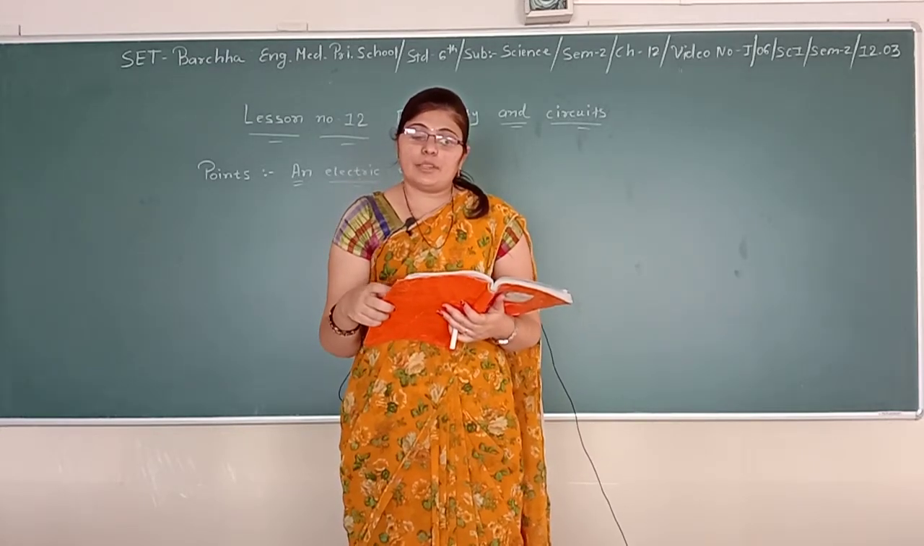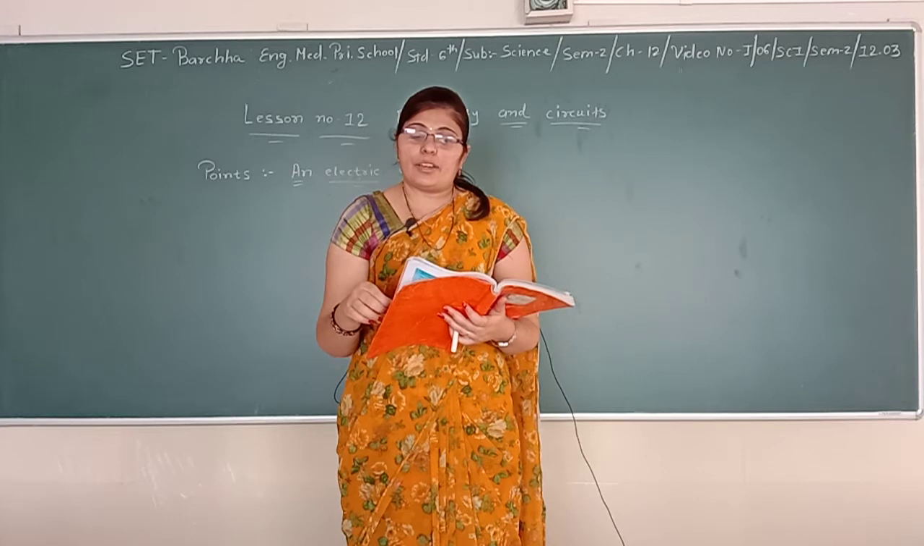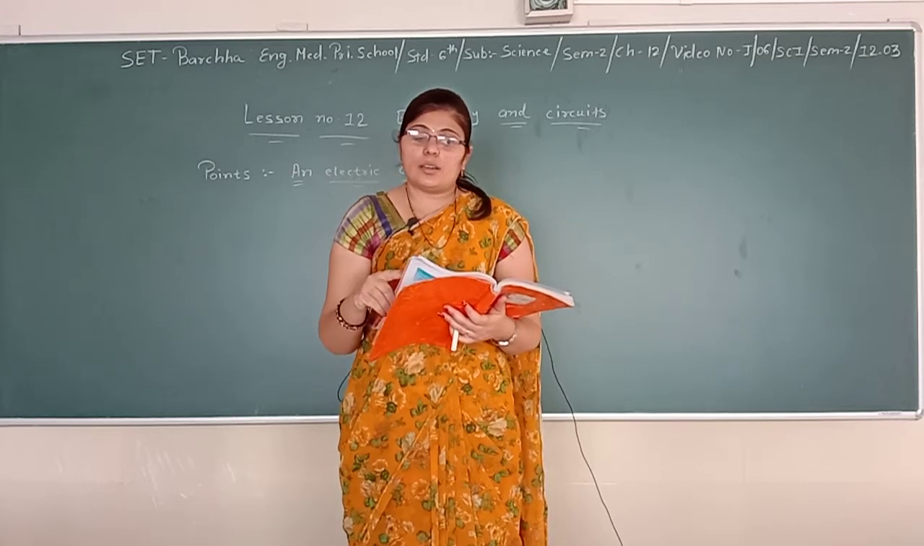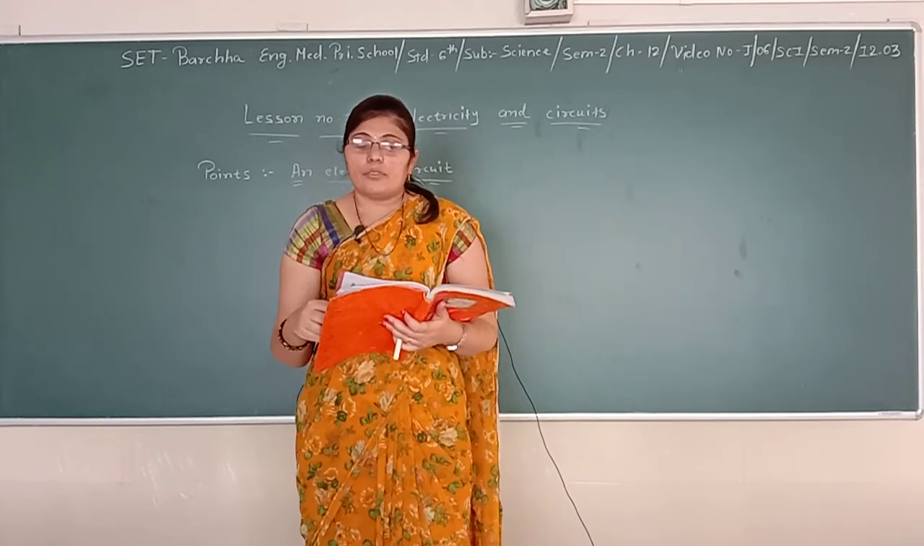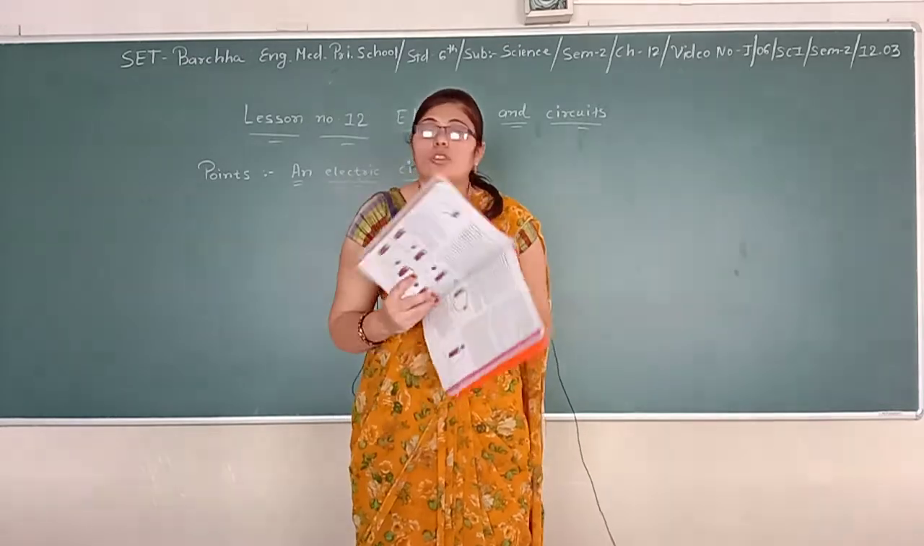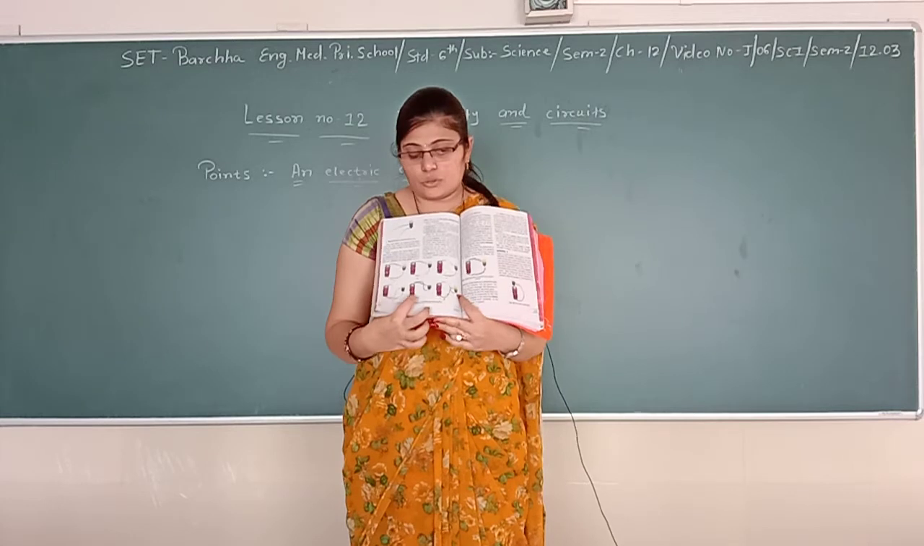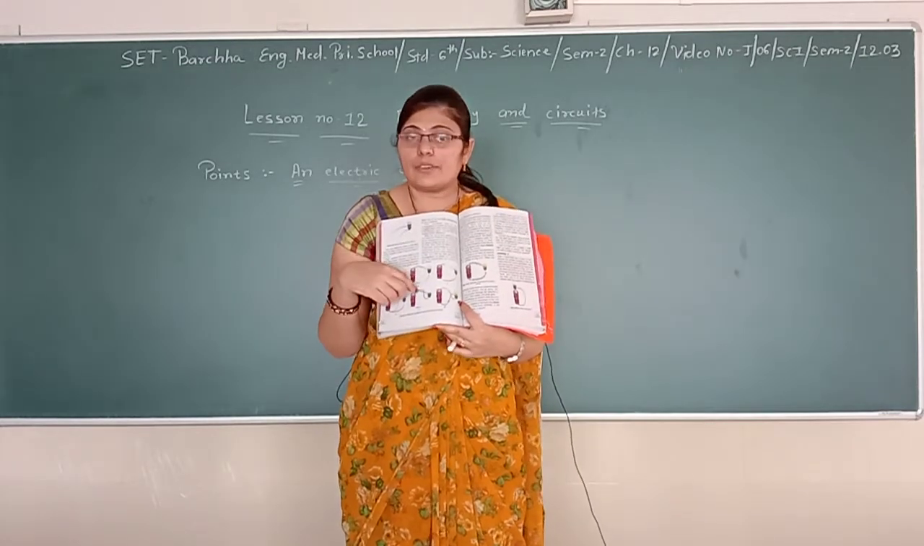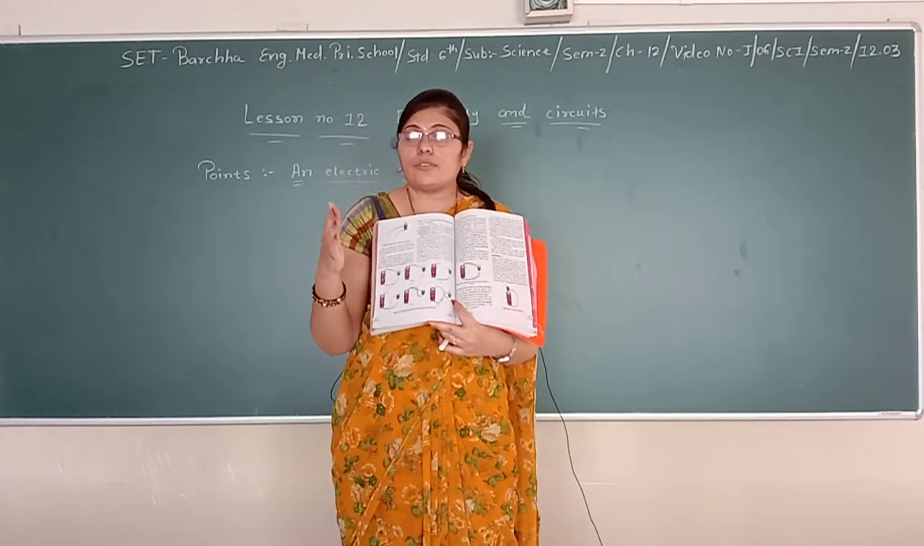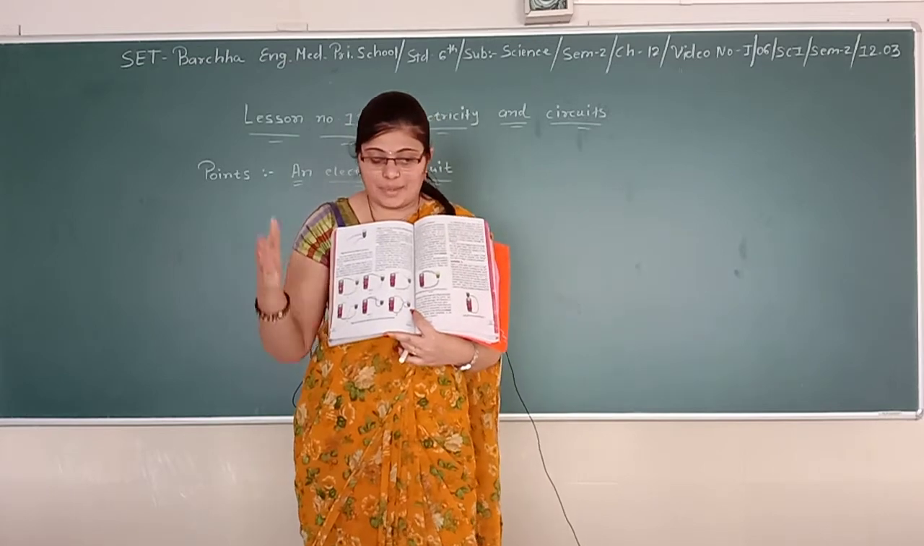Can you now explain why the bulb did not glow when I tried the arrangements shown in figure 12.5 B, C, D and E? When you see B, C, D and E, the bulb will not glow. In the first case, the negative terminal's connection is broken. The current flow from the negative terminal is broken.